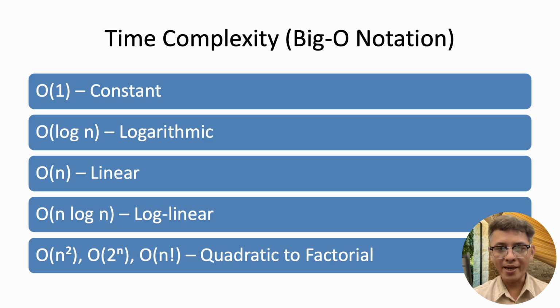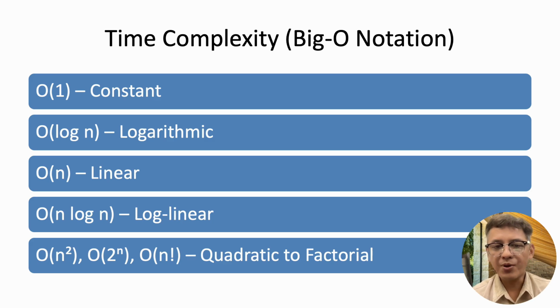Then, O(n), or linear time. The time grows directly with the input size. A linear search over a list is an example. O(n log n), or log-linear time. More efficient sorting algorithms like merge sort and quick sort typically fall into this category. Next, O(n squared), or quadratic time, often found in simple nested loops like bubble sort, not efficient for large inputs.